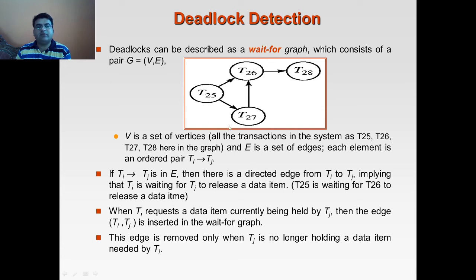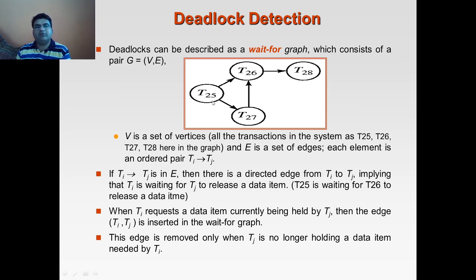So this particular scenario has four transactions: T25, T26, T27, T28. They are all assumed as vertices, and edges will be an arrow from any transaction to any transaction. So Ti to Tj. And what is the meaning of this arrow? It implies that Ti is waiting for Tj to release a data item.